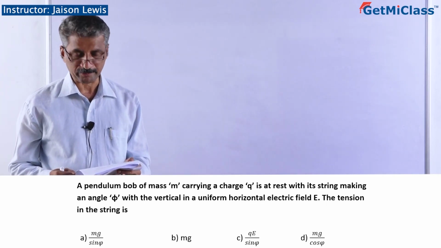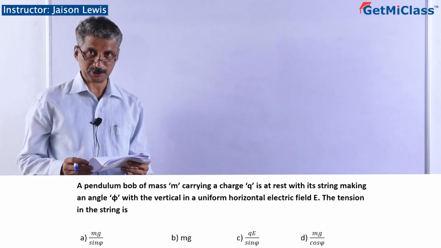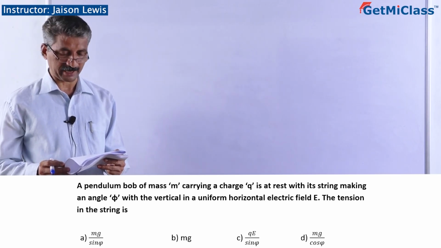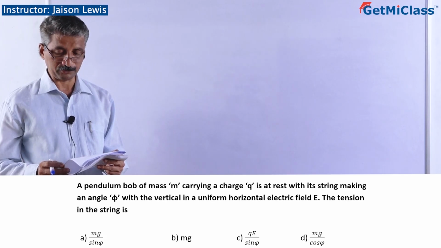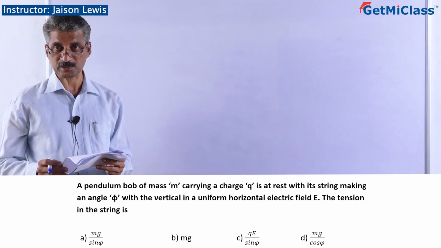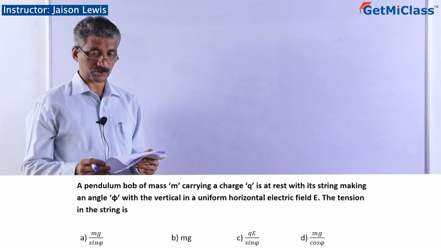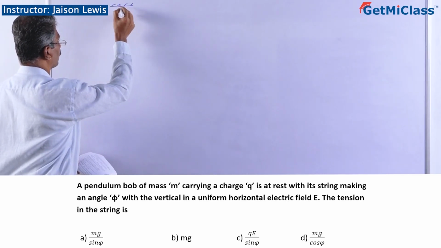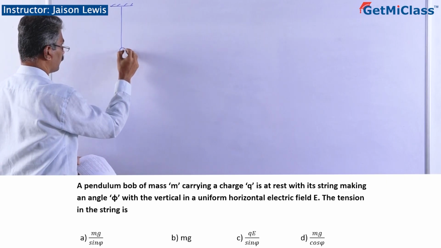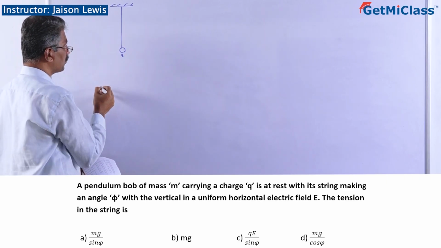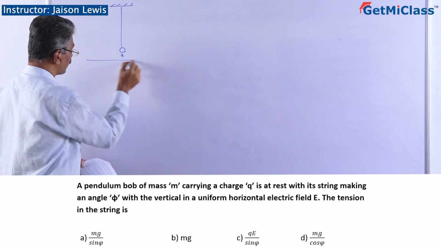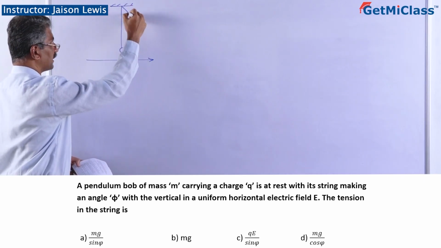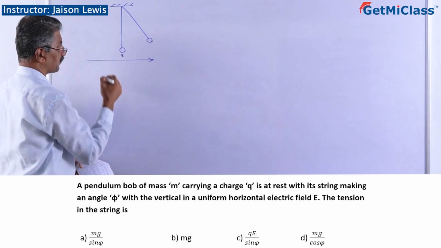A pendulum bob of mass m carrying a charge q is at rest with its string making angle phi with the vertical in a uniform electric field which is horizontal. The tension in the string is... If I say the bob of the pendulum is charged, let the charge be q. The moment you apply the electric field horizontally, it will align in the direction of the electric field. So let the direction be this.